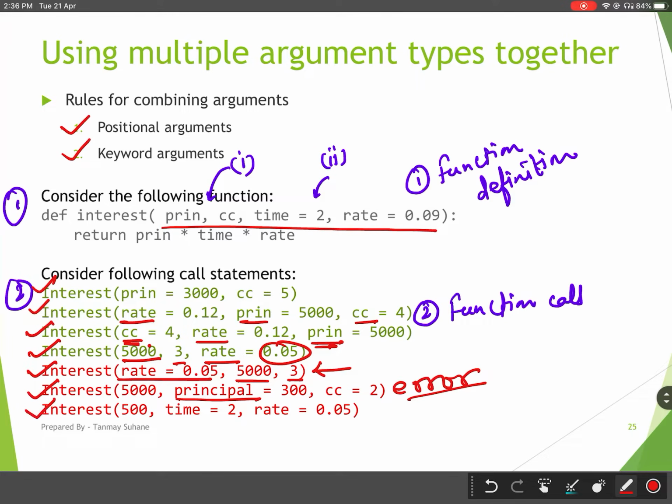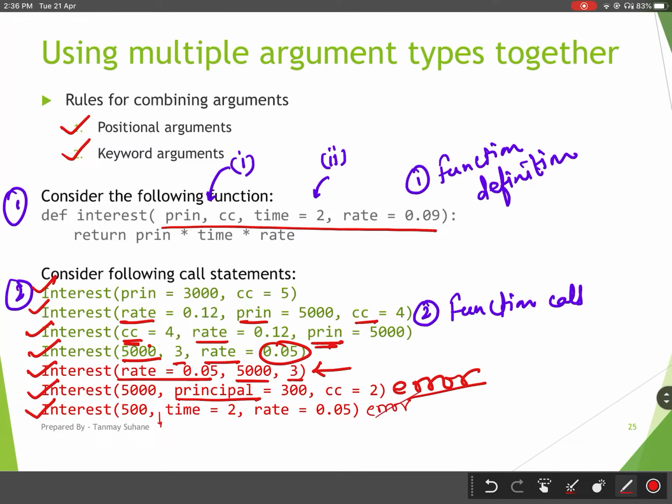Let us consider the next example where I am giving 500, fine, 500 will go to principal. Then I am giving time and rate. Okay, time and rate will go to time and rate. But where is my cc? cc should also come here. That is why this will also give me an error.